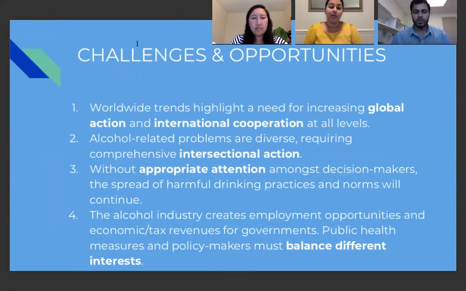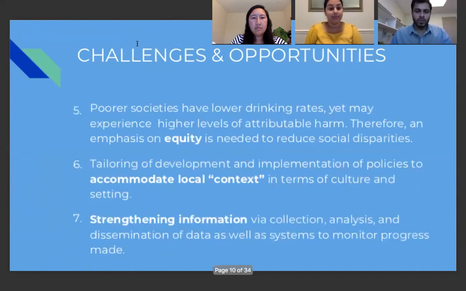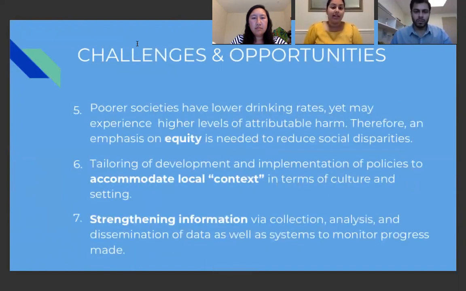The alcohol industry creates employment opportunities and economic and tax revenues for governments. Public health measures and policymakers must then balance these different interests. Poorer societies have lower drinking rates, yet may experience higher levels of attributable harm. Therefore, an emphasis on equity is needed to reduce social disparities. Policies should be tailored in development and implementation to accommodate local contexts in terms of culture and setting, with strengthened information via collection, analysis, and dissemination of data, as well as systems to monitor progress made.